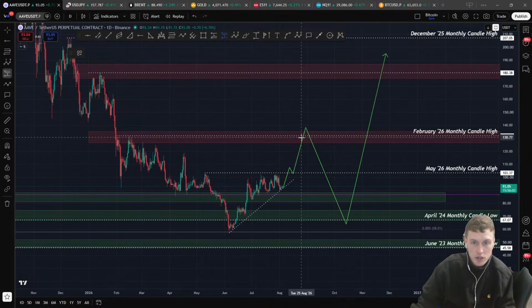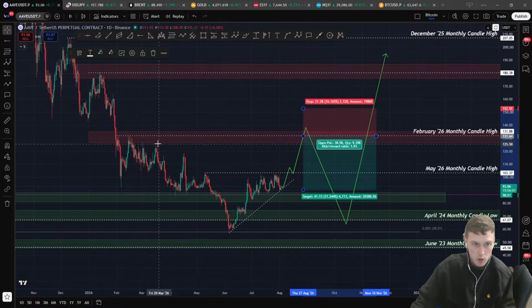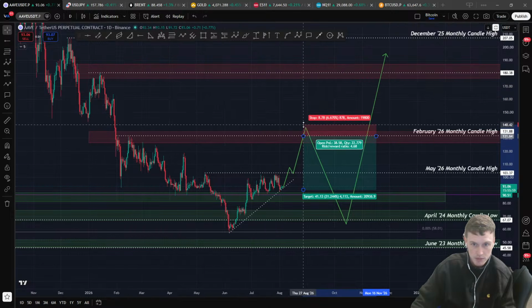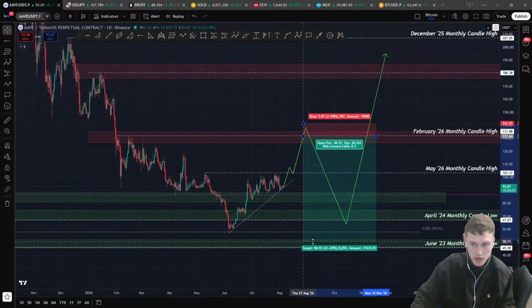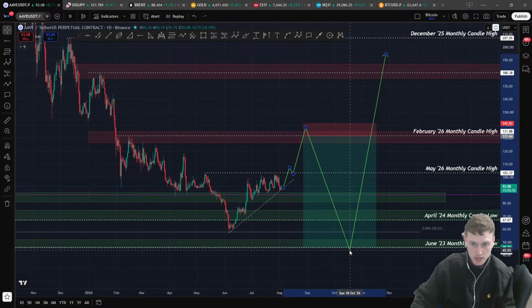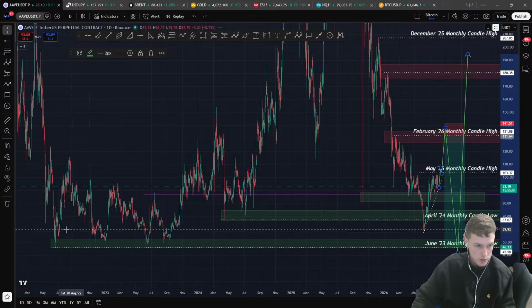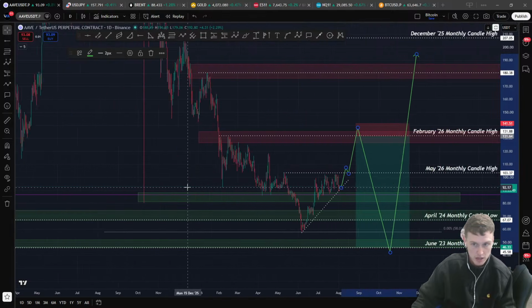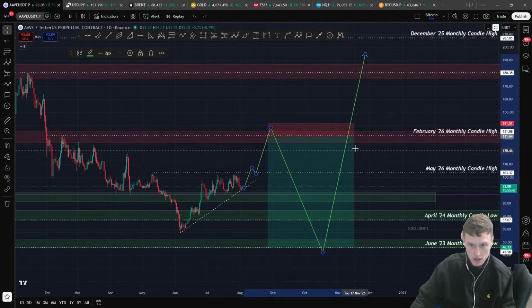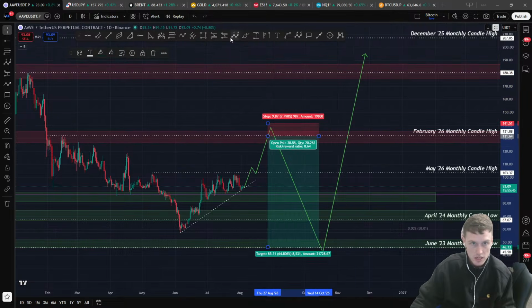Where I'm looking to short an SFP of multiple highs here, but the February 26 monthly candle high, short it back down to the June monthly candle low, 23. Finally take out all of the liquidity of all of the lows, bear market lows, and then swinging long here. This is how you can kind of plan ahead.